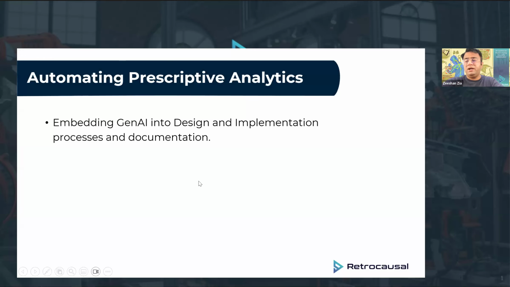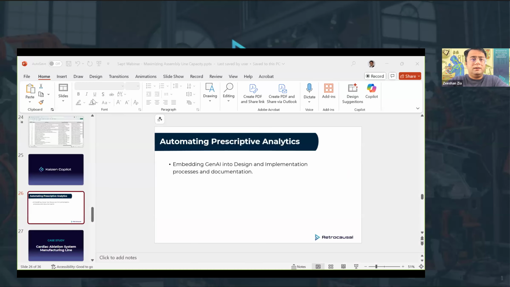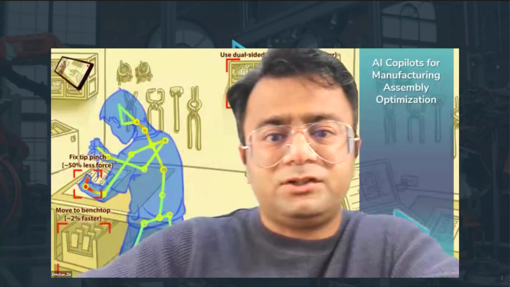I'll give you a quick sneak peek into the software, and then we'll get into the formal Q&A session. In fact, I also have a couple of case studies from real customers that have used ChatGPT. But again, the idea is embedding Gen AI into the design and implementation process and documentation process. I'm going to start an instance of Kaizen Copilot. Can you see my screen where I have Kaizen Copilot? Or let me just share that screen.